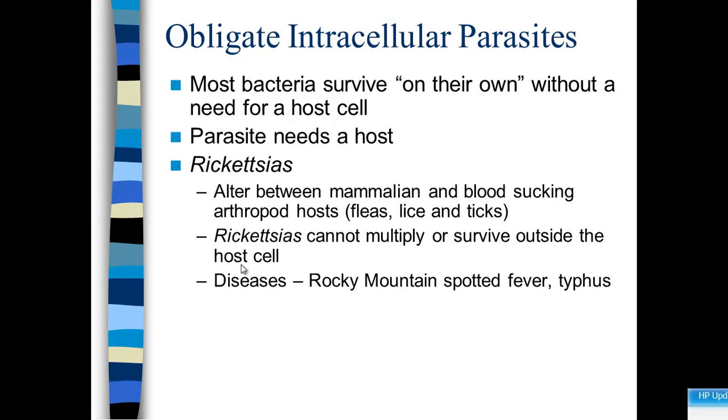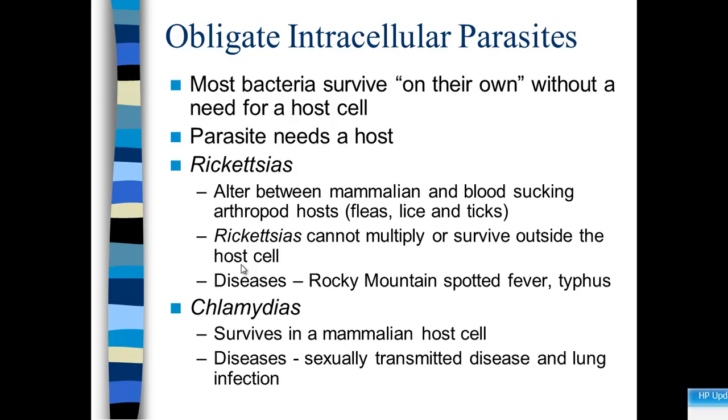Rickettsia causes diseases like Rocky Mountain spotted fever, rickets, typhus. These transmit via an insect host, like fleas, lice, and ticks, and they're transmitted to mammals. Rickettsia likes mammals better. This is where they can infect, whereas the arthropod or insect hosts are more of a vector, and they allow transmission. Insects don't get Rocky Mountain spotted fever. They don't get sick and die when they're infected. They just fly around and infect mammals.